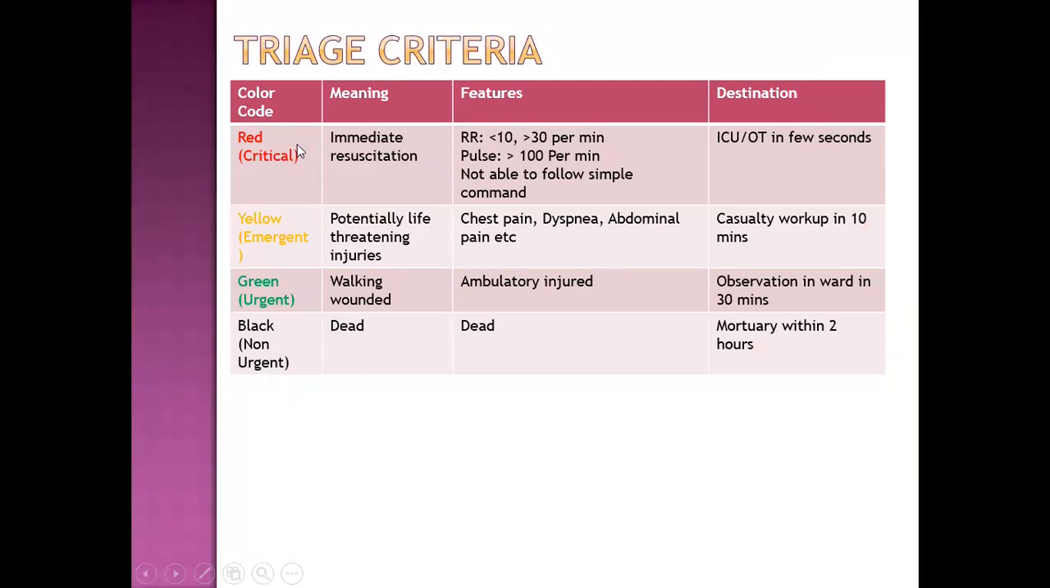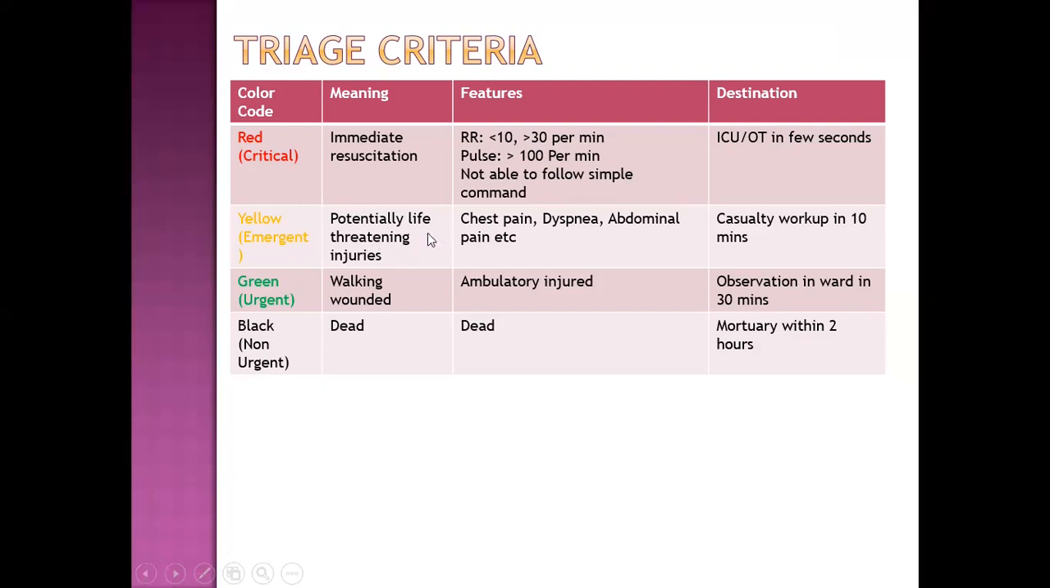So, triage criteria: we divide the patients into critical, emergent, urgent, and non-urgent. So color coding is there: red, yellow, green, and black. Red, or critical, patients need immediate resuscitation, and these are the guidelines: respiratory rate less than 10 or more than 30, pulse rate more than 100, and not able to follow simple commands. These patients should be taken care of in a few seconds, either in the ICU or operation theater.